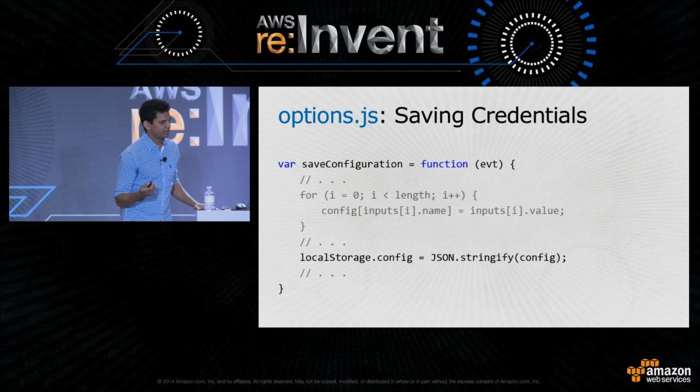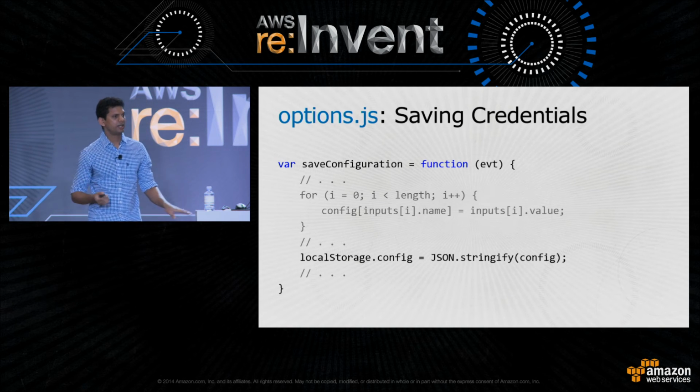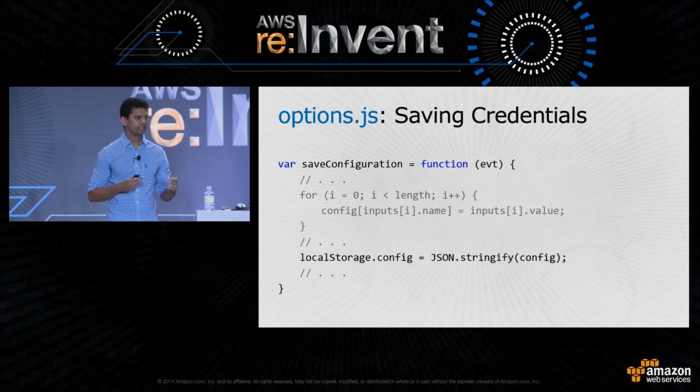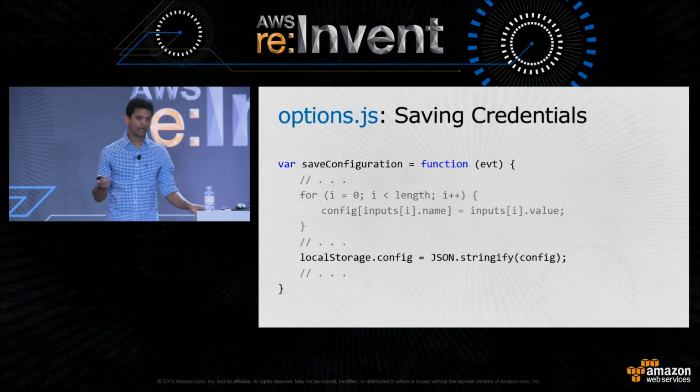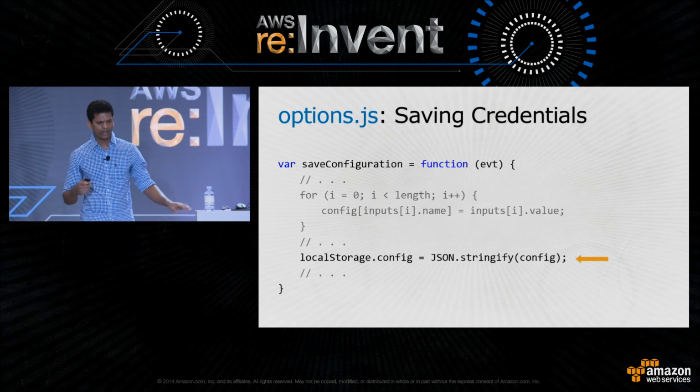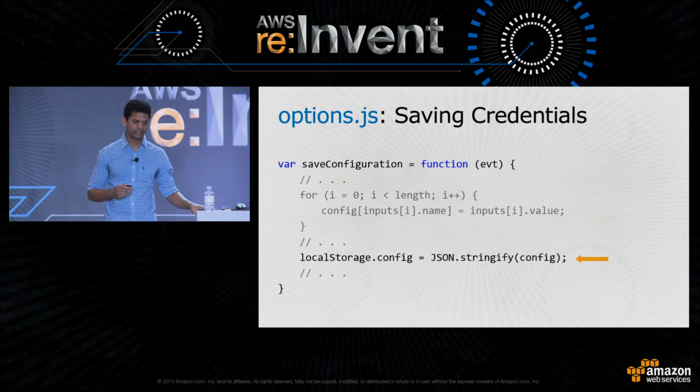To save our configuration, we are using local storage. This is fairly safe with a Google Chrome extension because local storage is isolated on a per extension basis, which means that other extensions that you may have installed on Google Chrome will not have access to your credentials and configuration. And the code snippet here shows us doing just that.